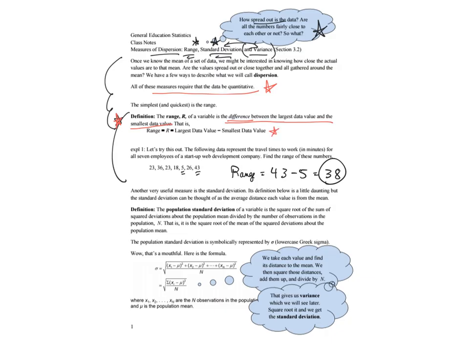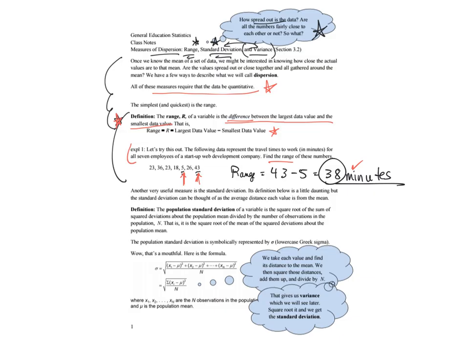And of course I have my formula here. Number one tells me to do that. Here are my 7 employees of a startup web development company and their travel times to work in minutes. It says find the range, and all I did was pick out the largest value and the smallest value and subtract them, and I got 38. So I could say the range of travel times to work is 38 minutes. And you'll notice I also attached units on that as well, as I was showing all the time I was doing 3.1 as well.